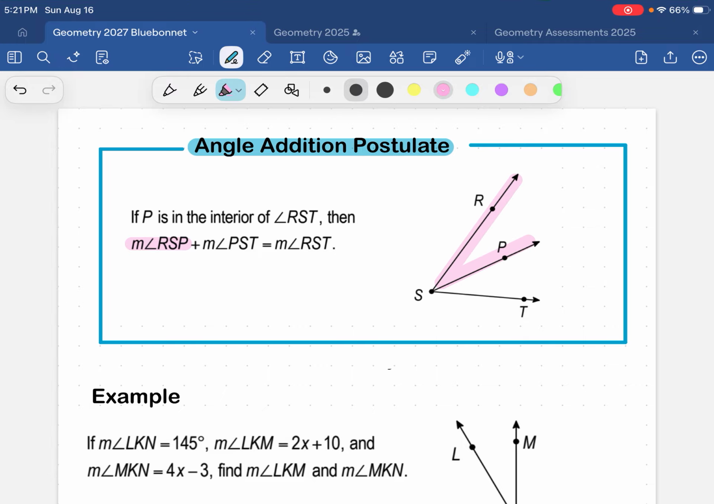this angle right here, plus the measure of PST, nope, that was supposed to be blue, there we go, PST is equal to the measure of RST. So notice our two pieces are inside now, and they're going to equal the whole thing, okay? Of course, the converse of this is true as well, just like it was.